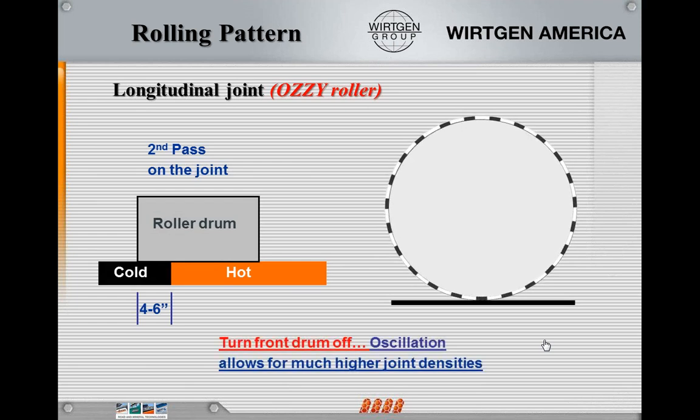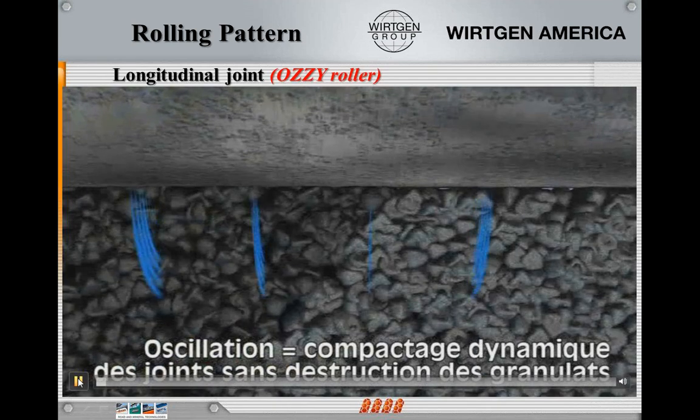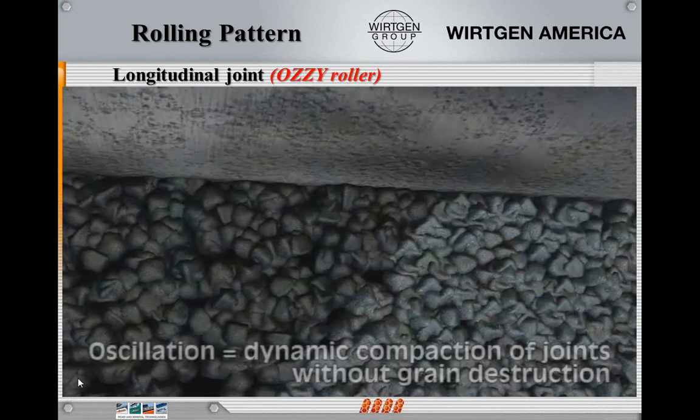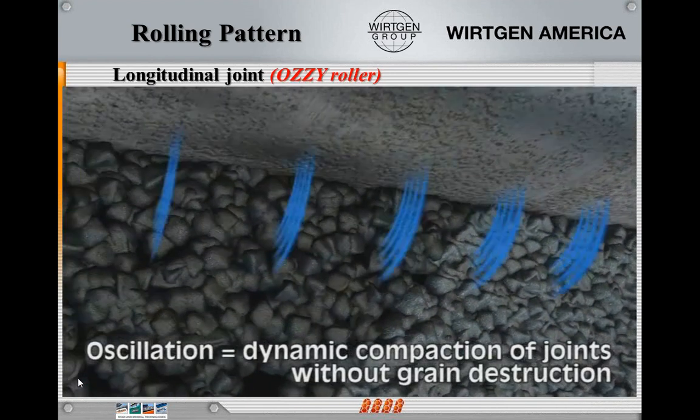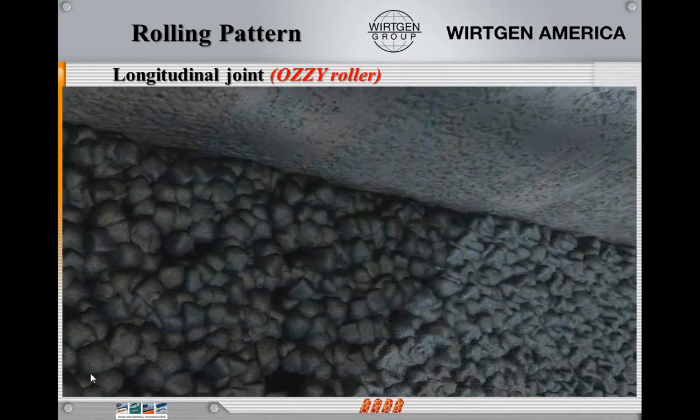And with oscillation, it's not like vibration. It's going to scoot across that cold surface, and it's not going to destroy the mat. As seen here, it's not going to bust up any of that cold side, but it's going to manipulate that hot mix into place to get much better compaction than trying to vibrate it and then destroying the cold side of that mat, which we don't want to do.